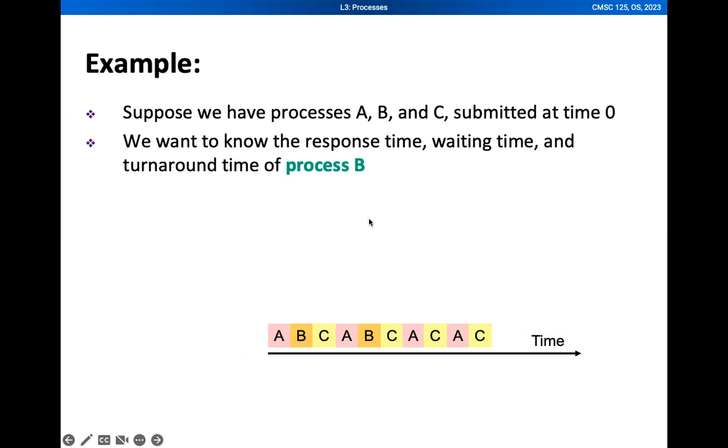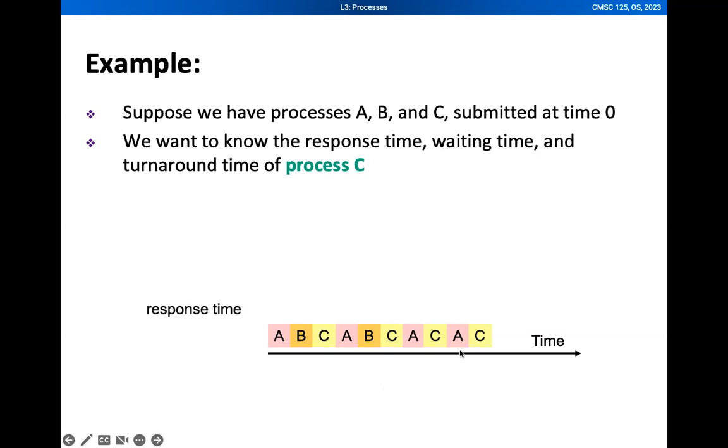How about for process B? For process B, the response time is after some time period that A has executed. So here is where B's response time begins. And what about the waiting time? The waiting time again is the amount of time that the process spends waiting in the ready queue. At this point, A is executing, so B is waiting. And at this point, C and A are executing and B is waiting. At this point, B has already completed its execution, and that would be the turnaround time.